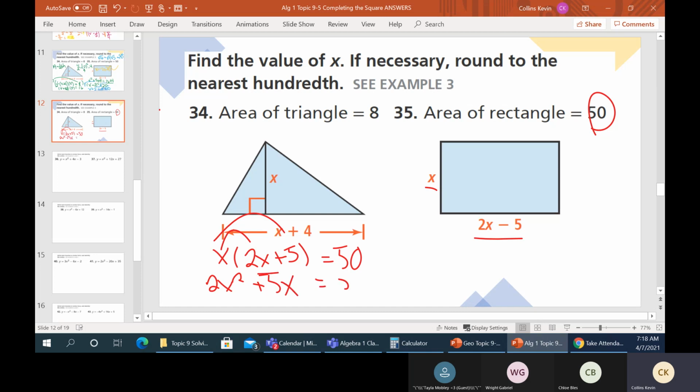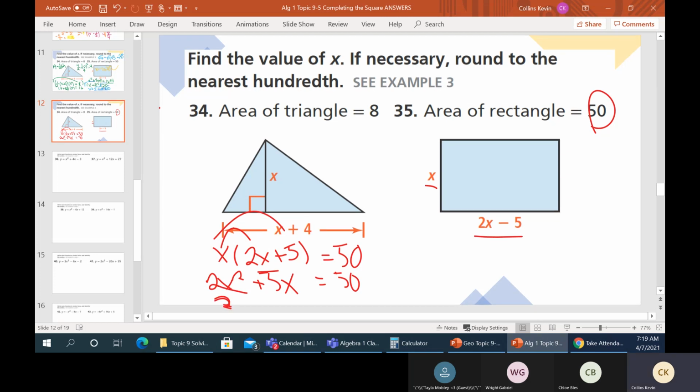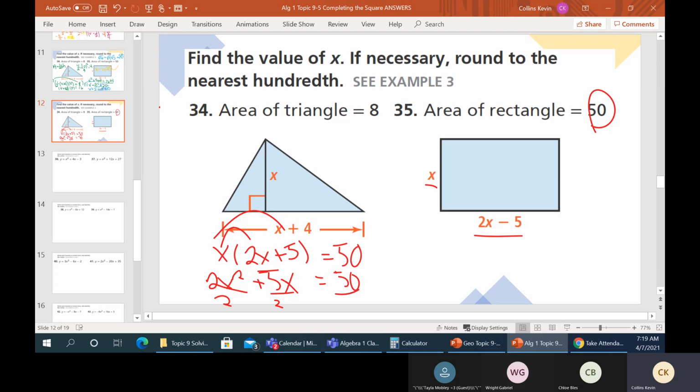equals 50. Okay. So in order to complete the square, remember we need just an x squared, not a 2x squared. So we have to divide everybody by 2. So go ahead and do that. Let's divide by 2, divide by 2, and divide by 2. All right, so our new guy is going to be x squared, and then plus 5 halves x. So the fractions are kind of a pain, and that's going to equal 25.